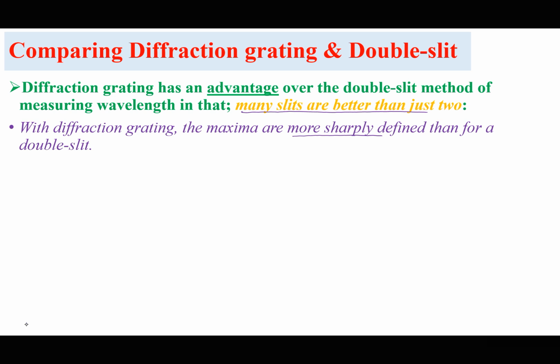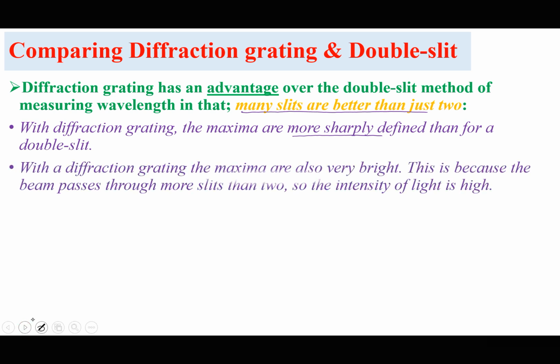Or to modify this even further, with a diffraction grating, the maxima are also very, very bright. And why are they bright? This is because the beam passes through more slits than just 2. Therefore, the intensity of light is high. More slits means more light going through the plate, and therefore the intensity of light reaching the screen is going to be higher. Therefore, we say the maxima or the brightest spots formed on the screen are even brighter because the intensity is high.